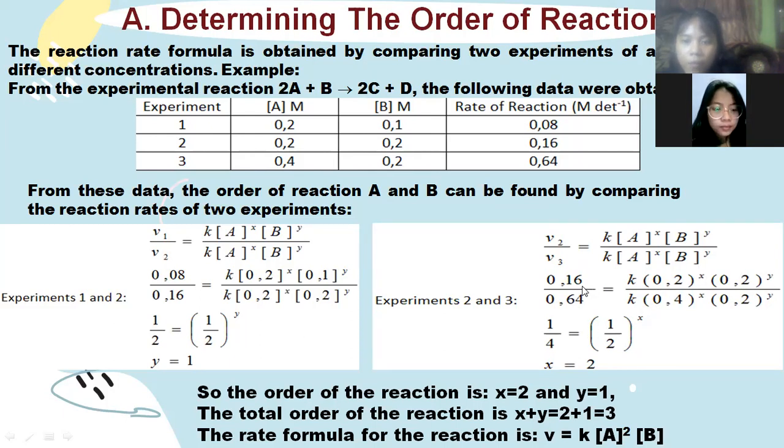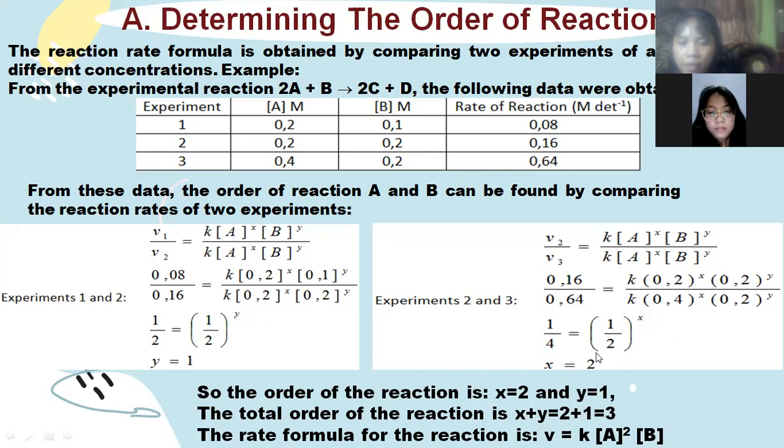So in this, we find that 0.16 over 0.64 is 1 over 4. It equals k times 0.2 to the x over k times 0.4 to the x. The 0.2 to the y over 0.2 to the y is gone because they are the same. So we have 0.2 to the x over 0.4 to the x. So 0.2 over 0.4 is one half to the power x. So we find from this that x equals 2.